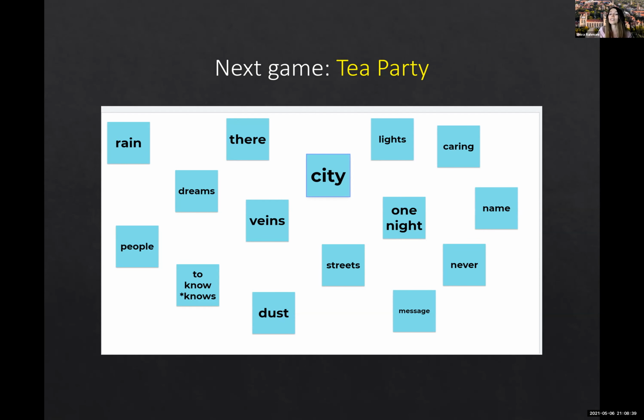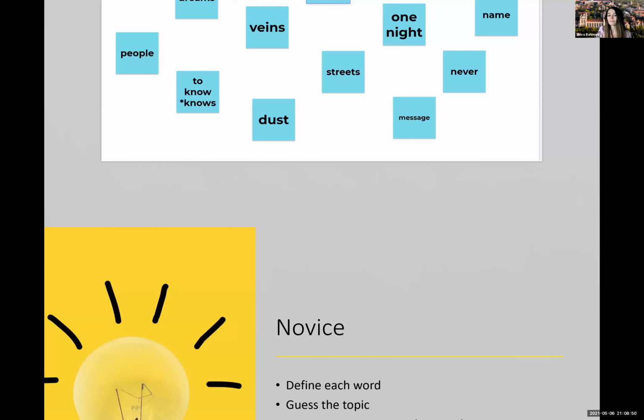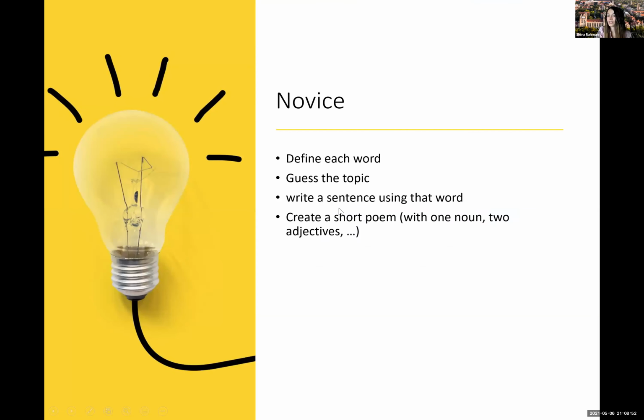So you can use the same activity to milk it for every proficiency level, rather than creating various tasks for various proficiency levels. That's what I just said. So novice, define each word, guess the topic, write a sentence using that word, create a short poem.